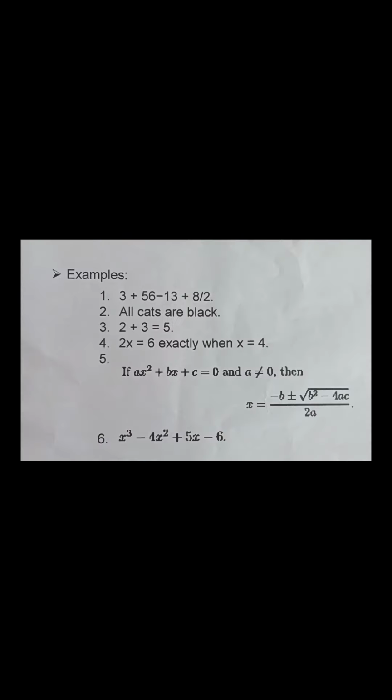Examples. First, 3 plus 56 minus 13 plus 8 over 2. Second, all cats are black. Third, 2 plus 3 is equal to 5. Fourth, 2x is equal to 6 exactly when x is equal to 4. Fifth, if ax squared plus bx plus c is equal to 0 and a is not equal to 0, then x is equal to negative b, plus or minus the square root of b squared minus 4ac, over 2a. Sixth, x cubed minus 4x squared plus 5x minus 6.